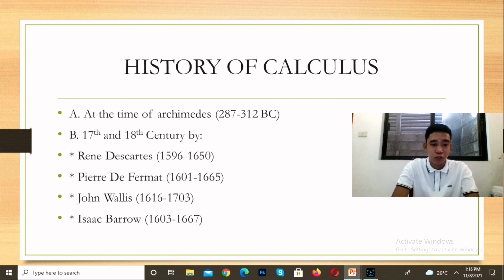History of calculus. Archimedes, 287 to 312 BC. Doon nag-start ang calculus kay Archimedes at the time of 287 to 312 BC. In the 17th and 18th century, pinagpatuloy nila yung pagdiskubre sa calculus by René Descartes, 1596 to 1650, Pierre de Fermat, 1601 to 1665, John Wallis, 1616 to 1703, and Isaac Barrow, 1603 to 1667.